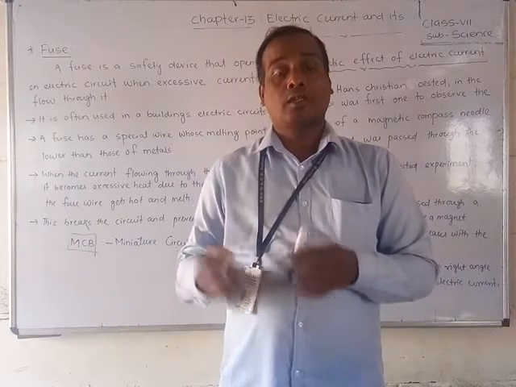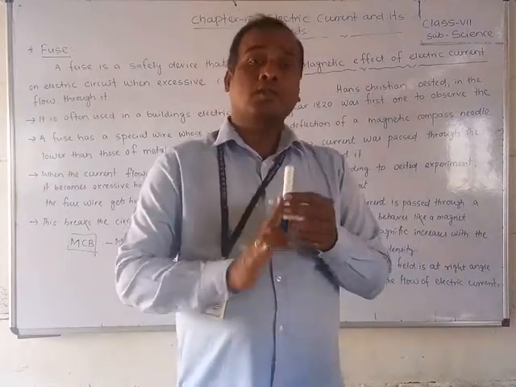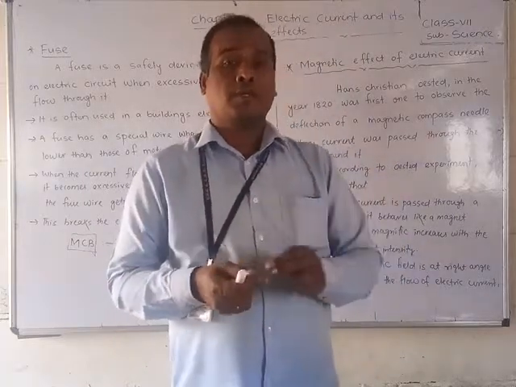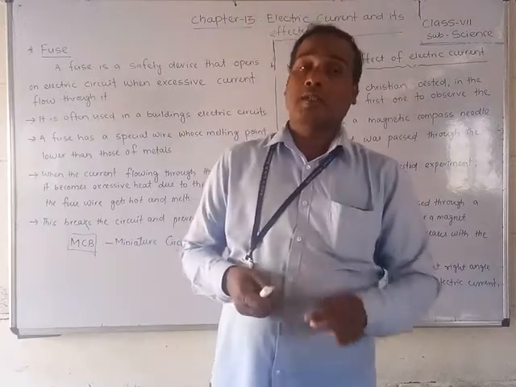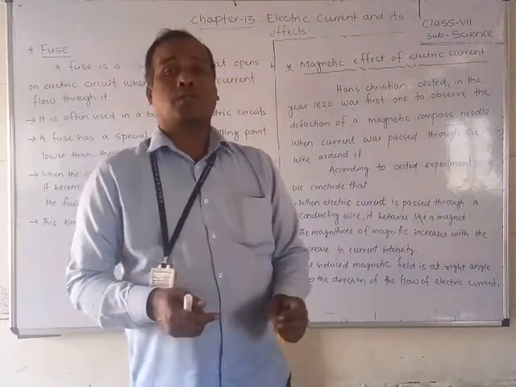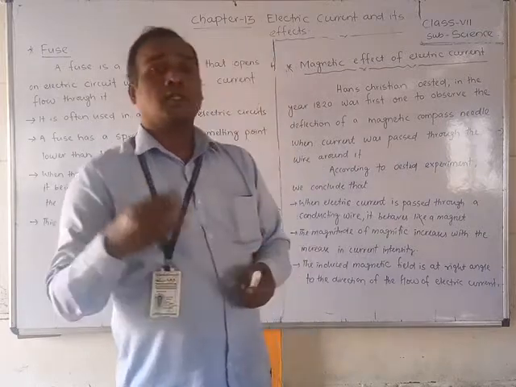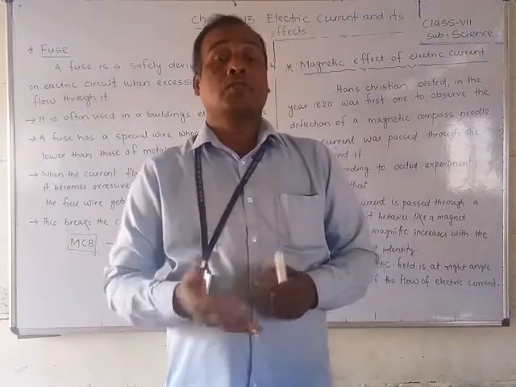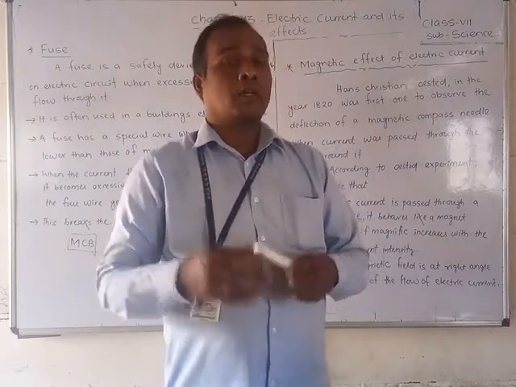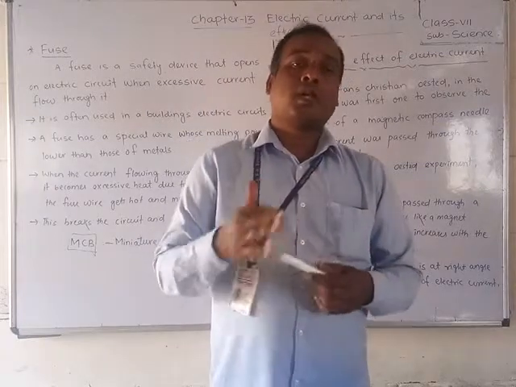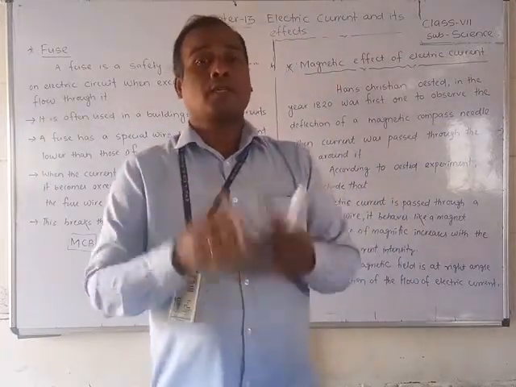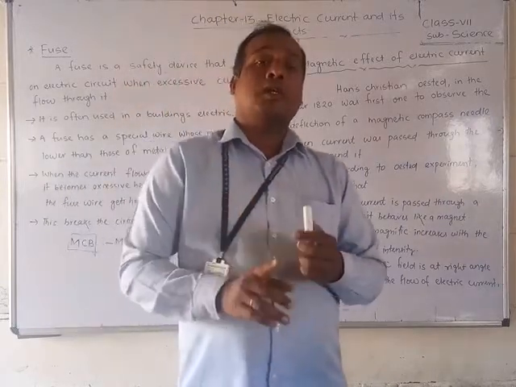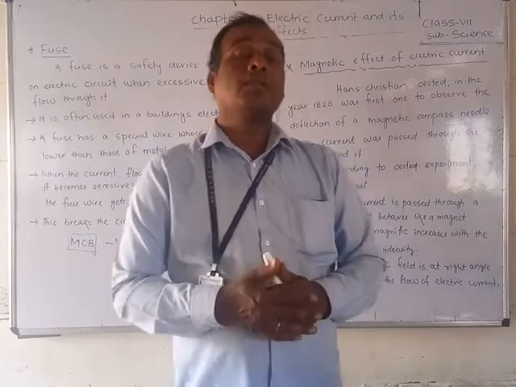When current flows through a conductor, that means a wire, there is a magnetic field around it. This was first observed in 1820 by Hans Christian Oersted. He found that a magnetic compass needle kept near the wire was deflected. So he understood that if current passes through a conductor, a magnetic field is created around it, and this magnetic field and the direction of the current are perpendicular to each other.